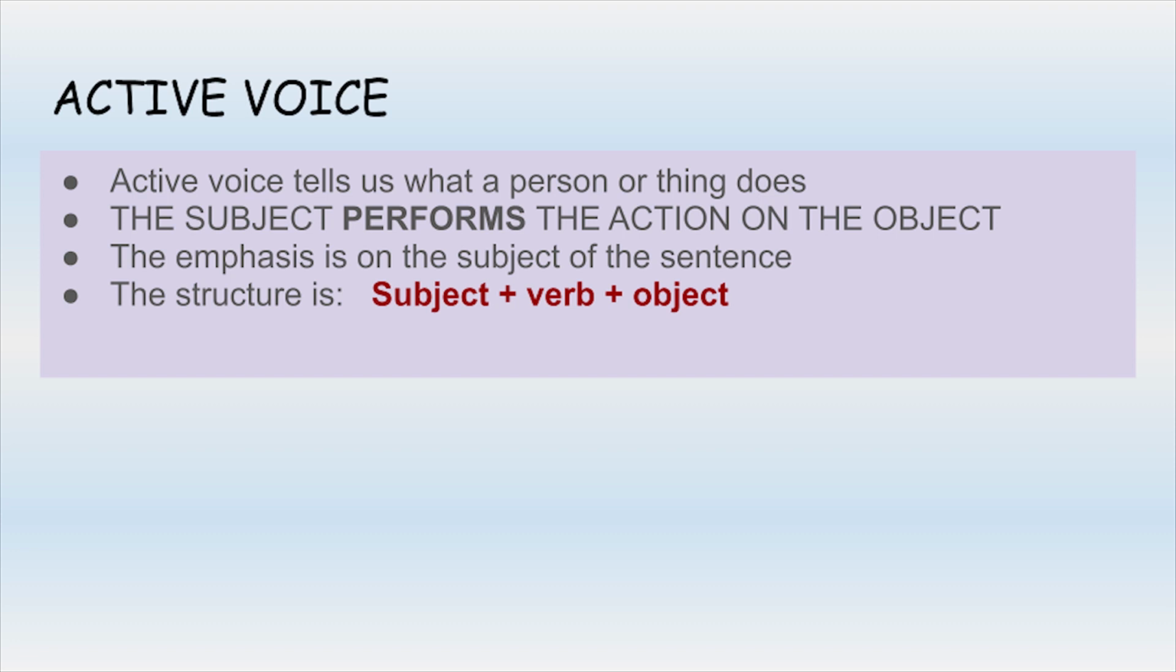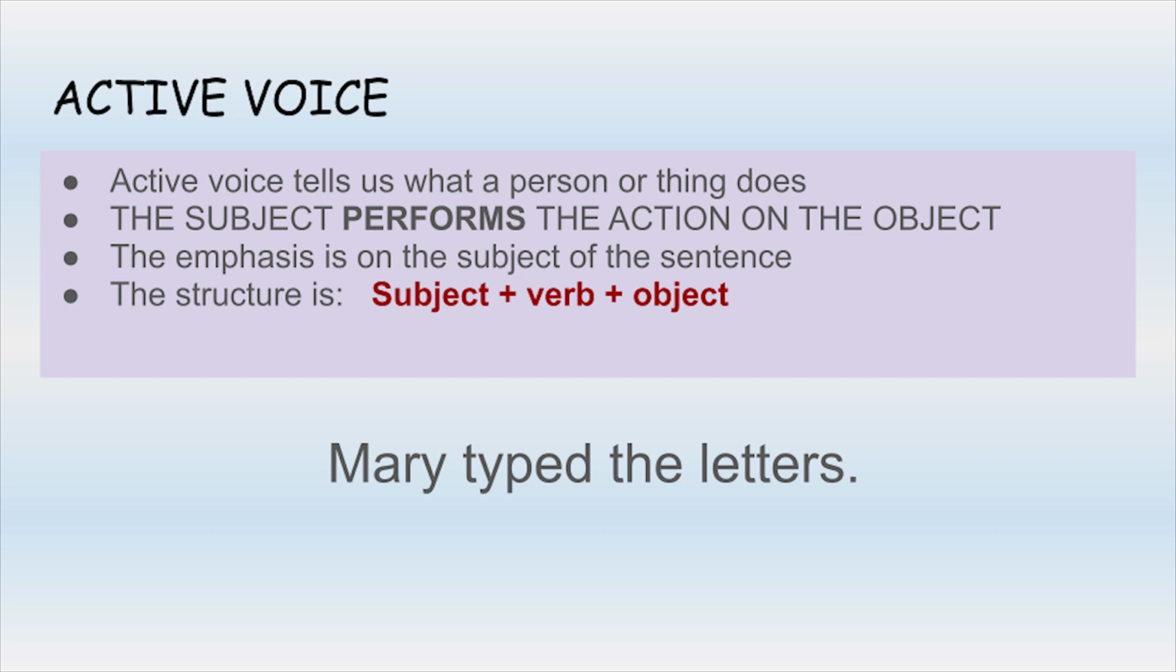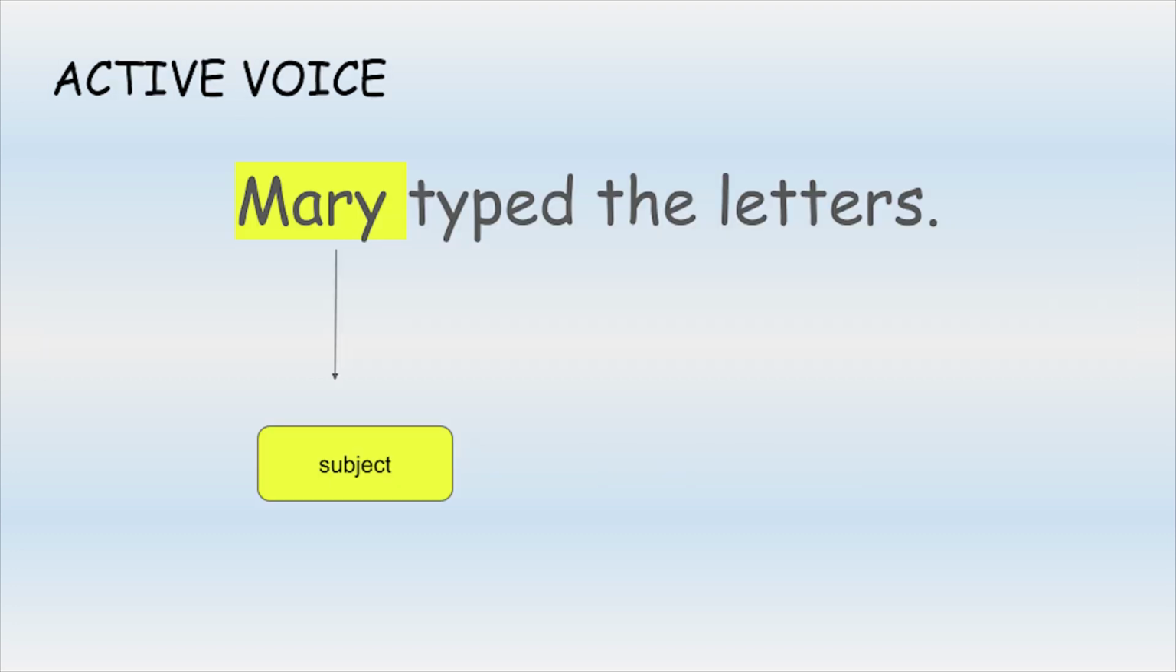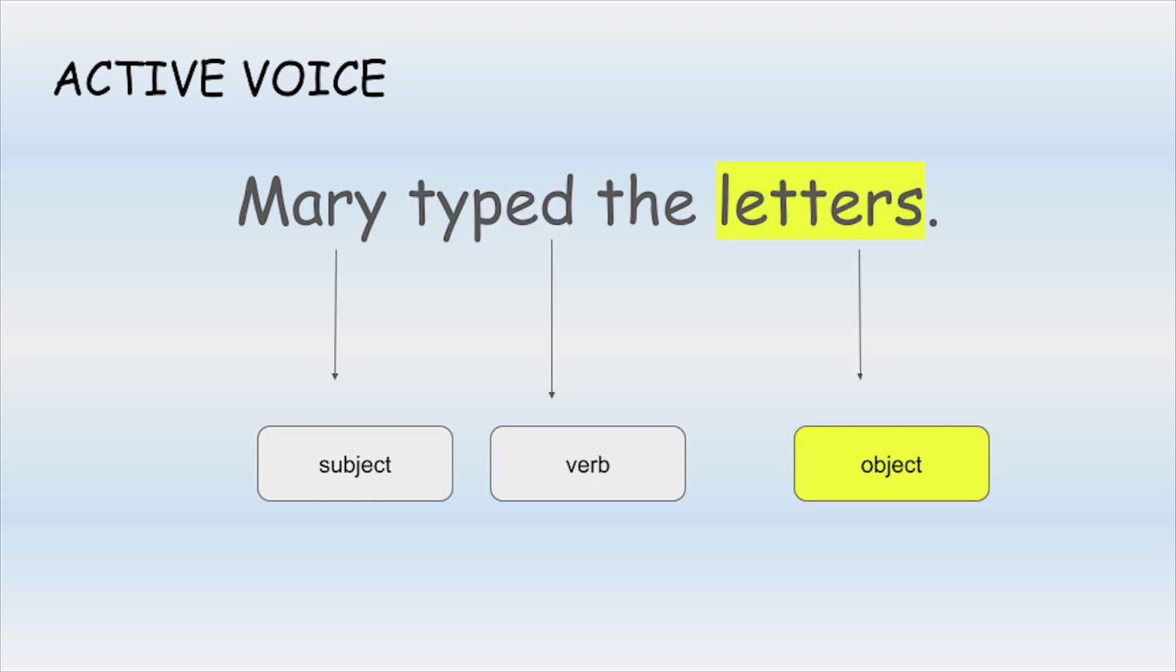For example, Mary typed the letters. In this sentence, Mary is the subject, typed is the action that is carried out by Mary, and letters is the object. So, the action performed by Mary is on the letters, the object.